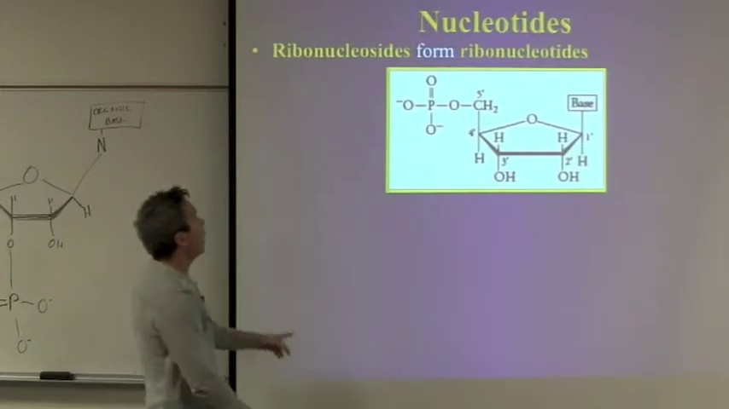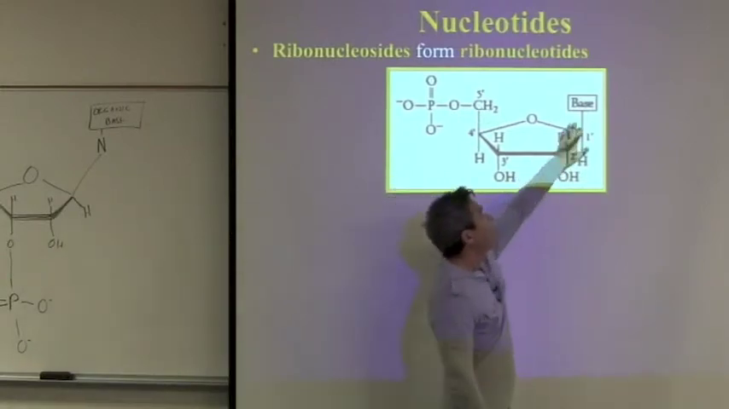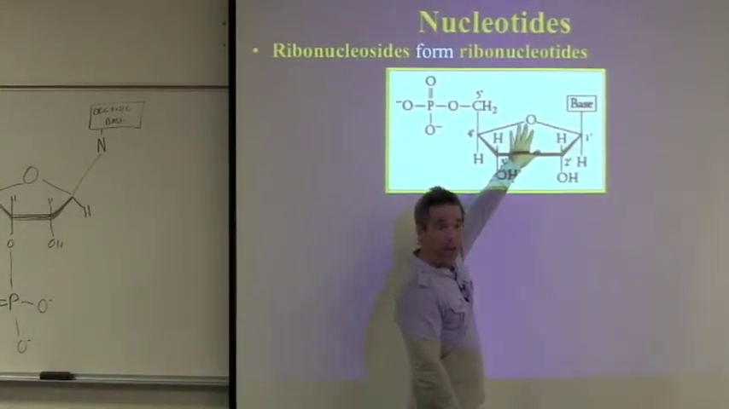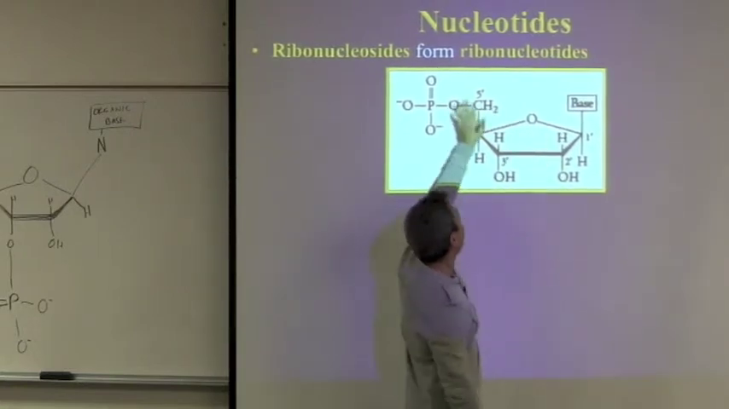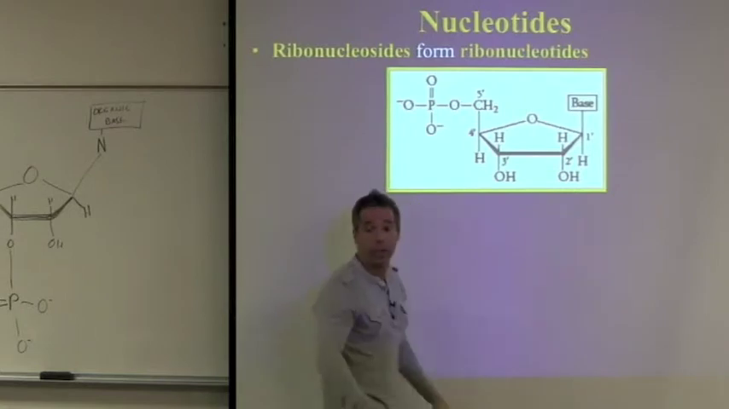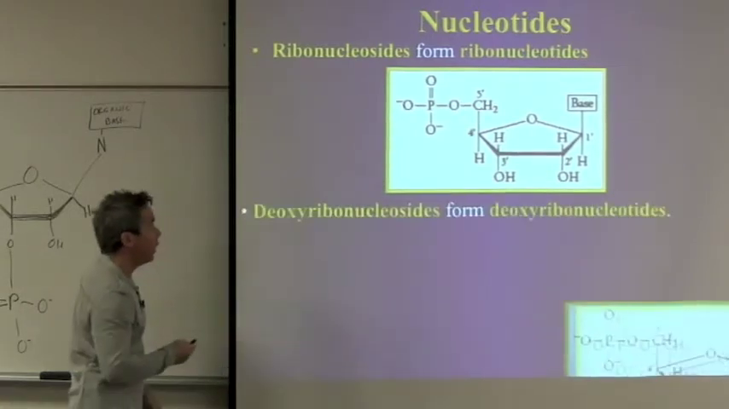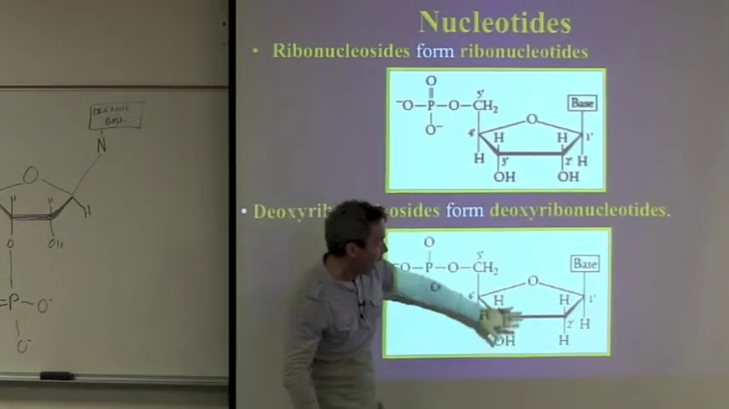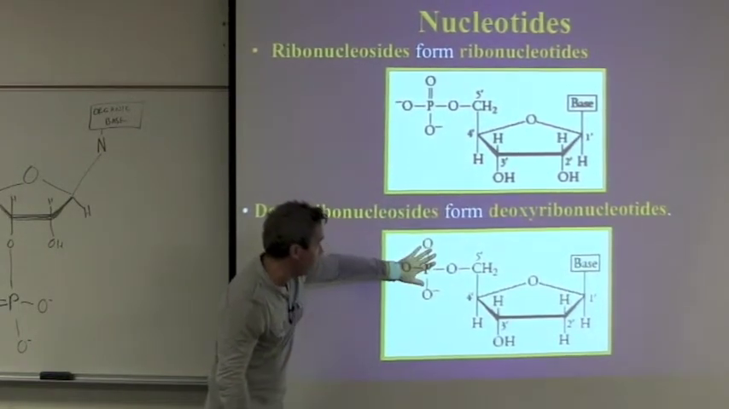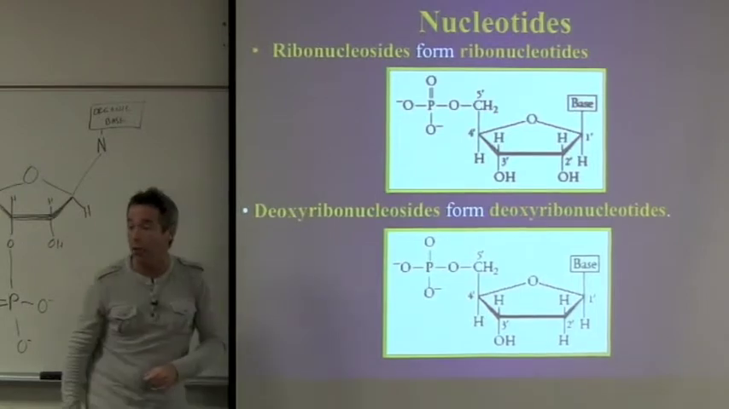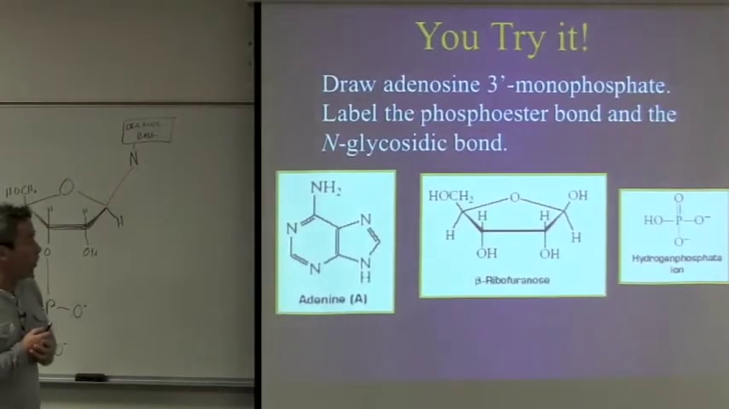If you start with a ribonucleoside, the organic base and the sugar, nucleoside, ribose, it's not deoxy, it's ribose, and you add that phosphate, you get a ribonucleotide. If you start with a deoxyribonucleoside, the deoxy sugar and the base, and then you bind a phosphate, you get a deoxyribonucleotide. You guys try one.